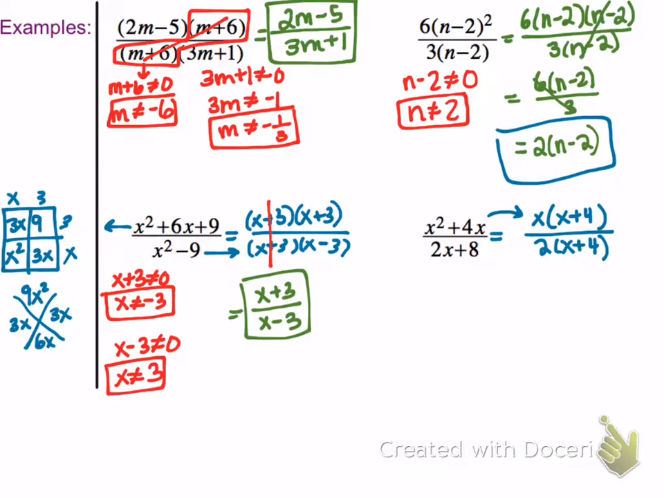Okay, time to restrict my domain. The denominator can't have a 0, so x plus 4 cannot equal 0, which means that x cannot equal negative 4. And then those x plus 4's go away because they divide to make 1. And then I'm just left with x divided by 2. Okay, it's kind of a lot. It's a long process. Let's put down the steps there, okay?